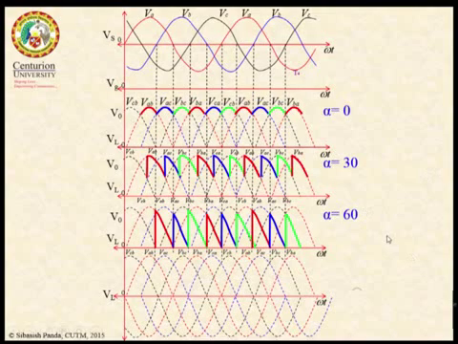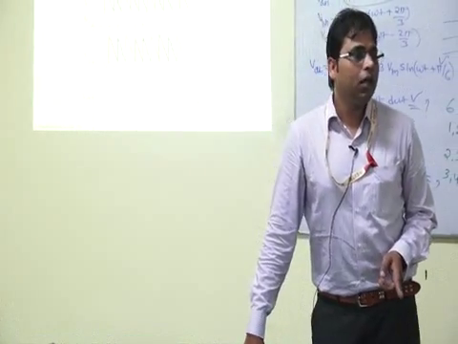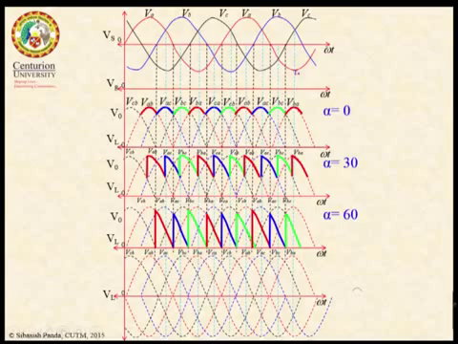Next, let us see the output voltage for alpha equal to 90 degree. Now alpha equal to 90 means omega t equal to how much? 150 degree. Alpha equal to 90 means omega t equal to 150, which is here. This is my 150 degree, right? So here I will fire my thyristor T1.